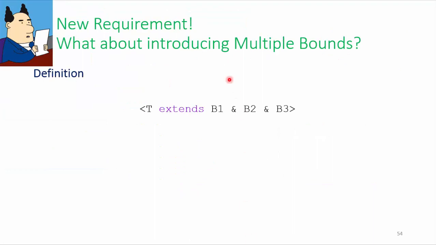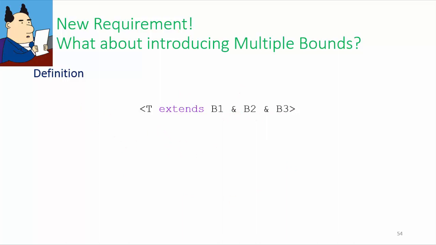So what about if we are trying to introduce multiple bounds now in our example? This is allowed, that's the first thing. That's the good news. The only thing you have to be careful about is whether you are mixing in B1, B2, and B3 here, classes and interfaces. So let's expand a little bit on that.